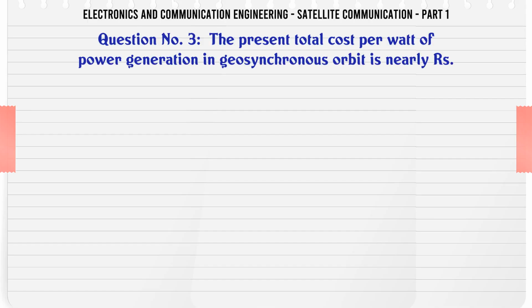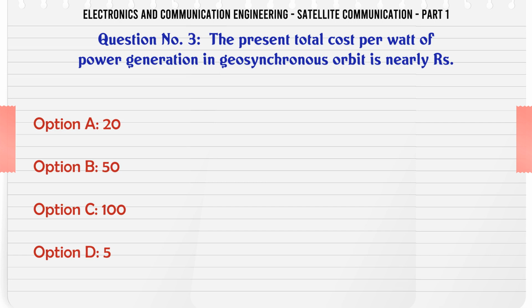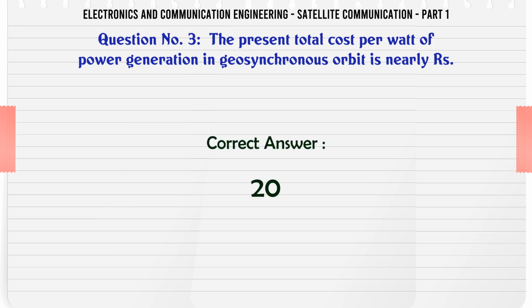The present total cost per watt of power generation in geosynchronous orbit is nearly Rs. A. 20, B. 50, C. 100, D. 5. The correct answer is 20.